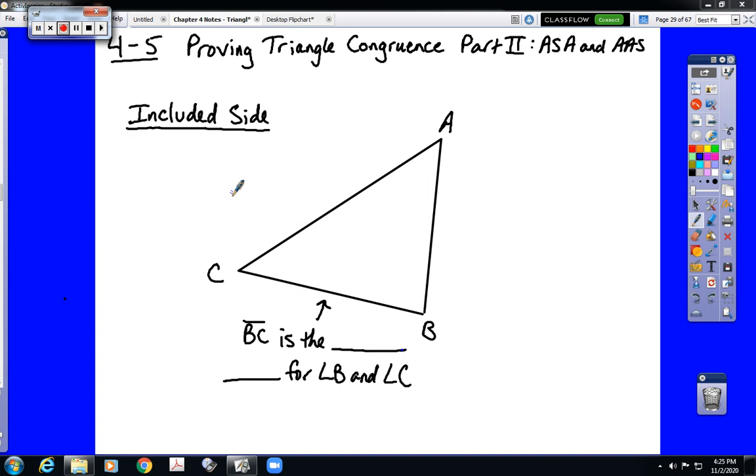Okay, ladies and gentlemen, welcome to the video notes for Chapter 4, Section 5 in your geometry textbook. This section is going to cover the other two triangle congruence postulates, angle-side-angle and angle-angle-side, as well as the special case that applies only to right triangles, and some additional proof examples, and the corresponding parts postulate. So, quite a bit to cover.